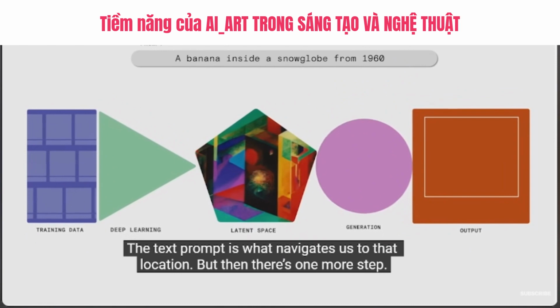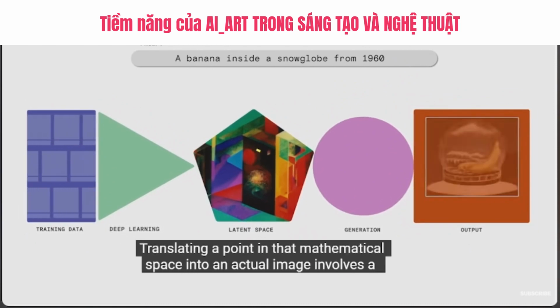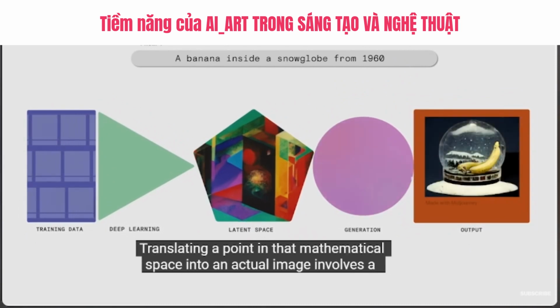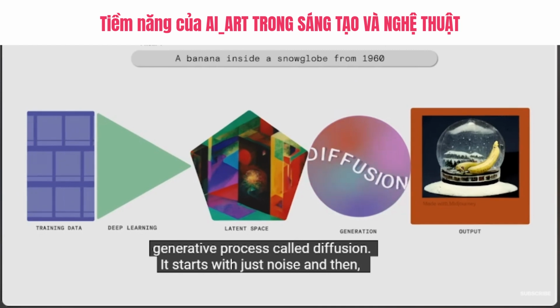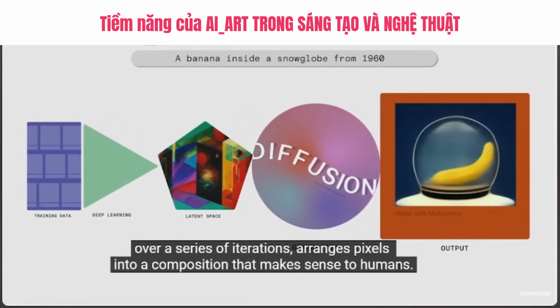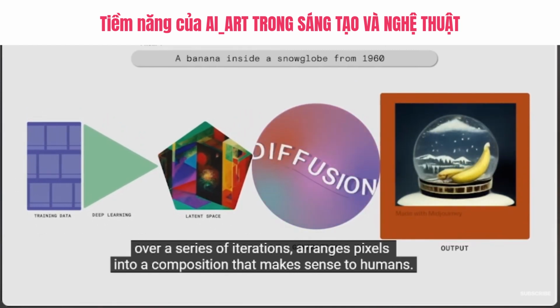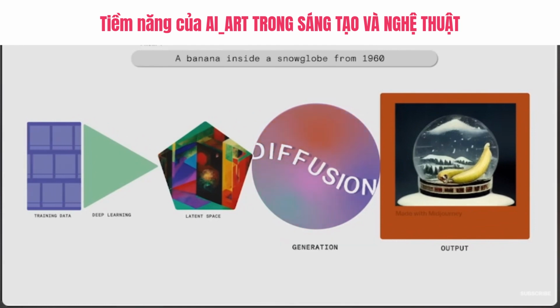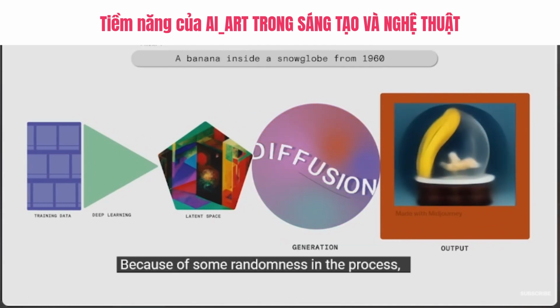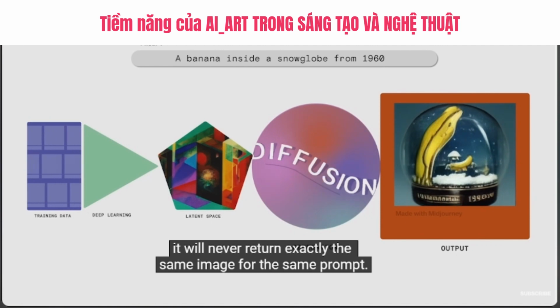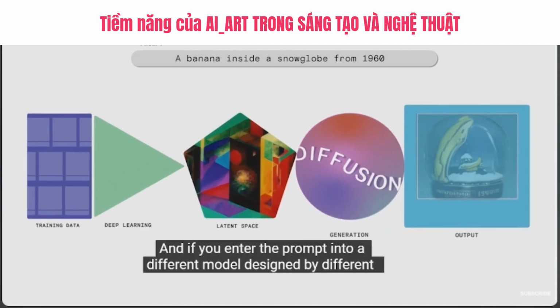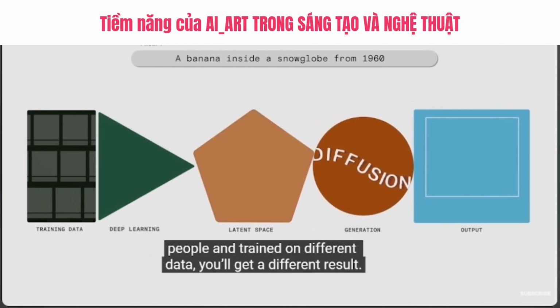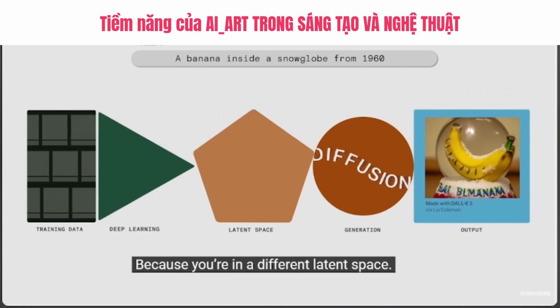But then there's one more step. Translating a point in that mathematical space into an actual image in pixel space involves a generative process called diffusion. It starts with just noise, and then over a series of iterations, arranges pixels into a composition that makes sense to humans. Because of some randomness in the process, it will never return exactly the same image for the same prompt. And if you enter the prompt into a different model designed by different people and trained on different data, you'll get a different result because you're in a different latent space.